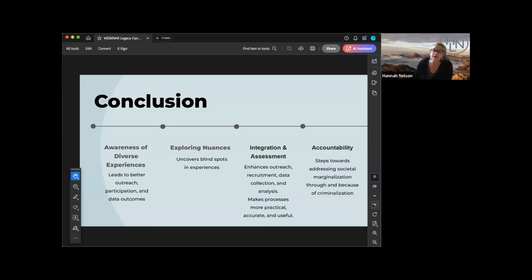And finally, in a small way, but an important way, making sure that those truths are recognized does help take a step forward in addressing the societal marginalization through and because of criminalization. If we're speaking this truth and we're carrying it forward and we're not hiding it or ignoring it, then the world, as this research is presented, has to acknowledge that and at least have some small step in addressing some of the marginalization that's happened.